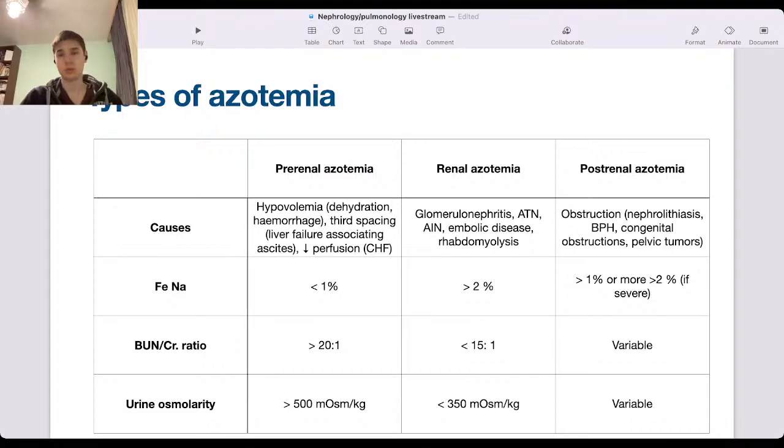For urine osmolarity, we have greater than 500 milliosmoles per kilo in the case of prerenal azotemia. We have less than 350 milliosmoles per kilo in renal azotemia, and we have a variable value for postrenal azotemia.